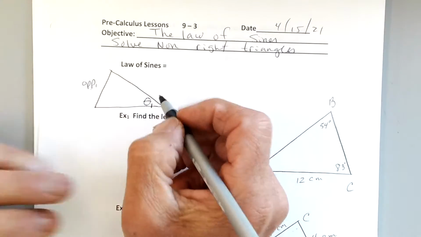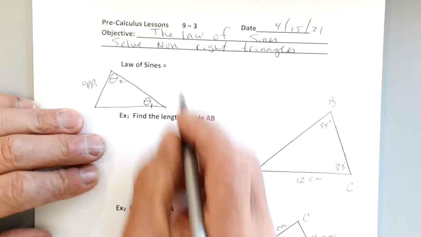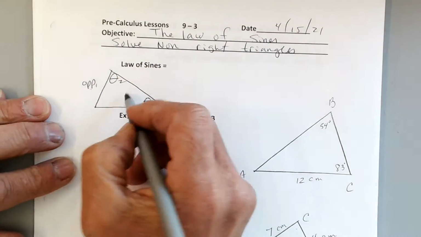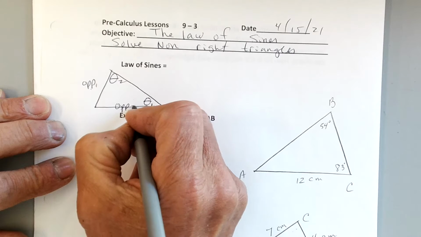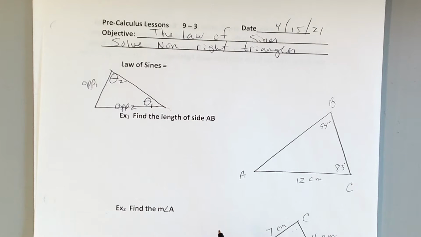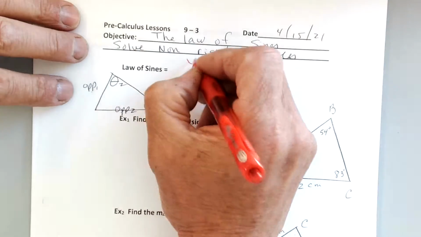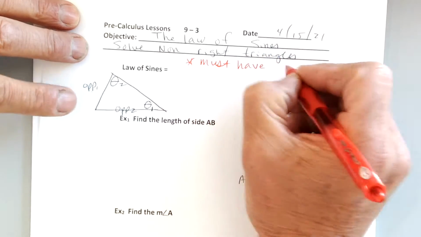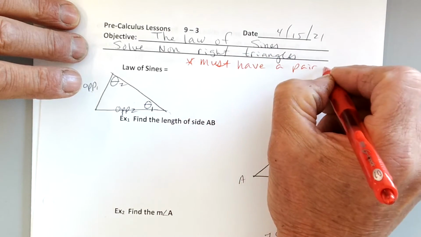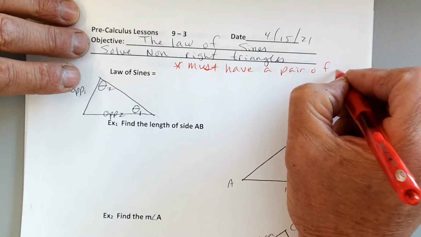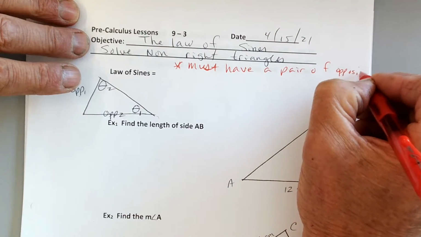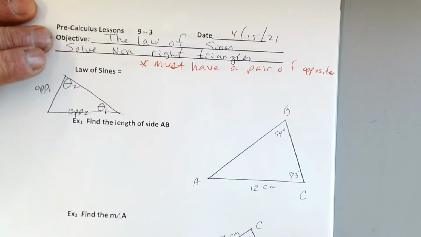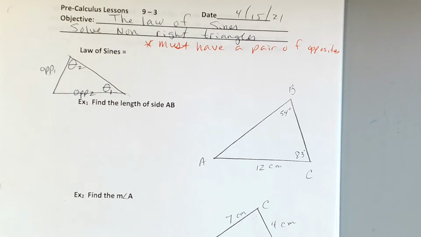Now we need a second angle. Theta 2. And then its opposite side. So we'll call this opposite 2, okay? So the law of sines, before I go any further, you always must have a pair of opposites. Okay, you must have a pair of opposites. Guys, write that down. You must have a pair of opposites.